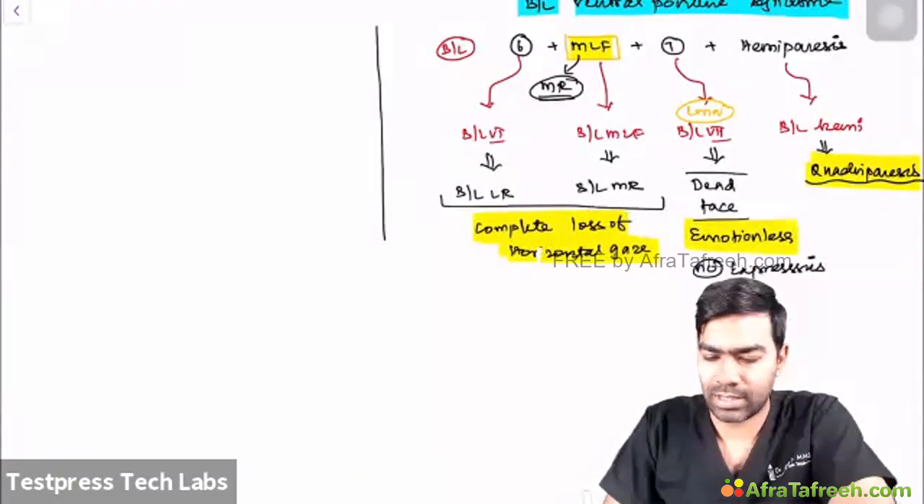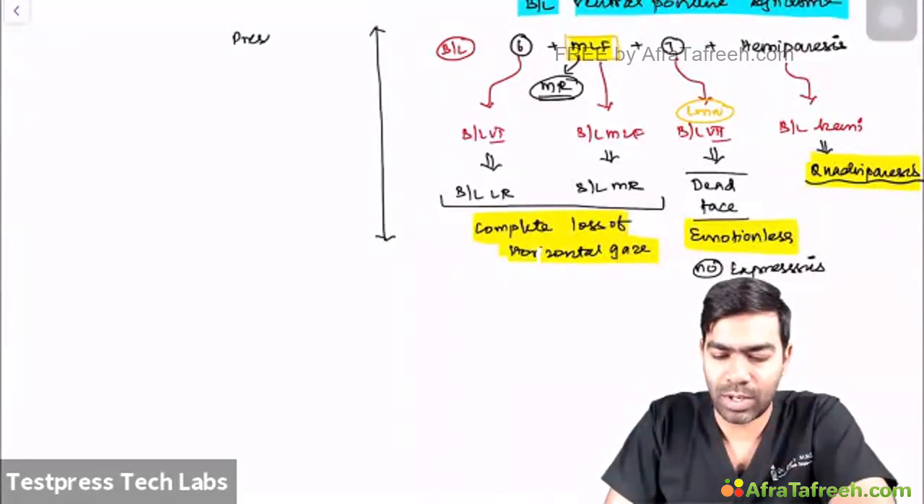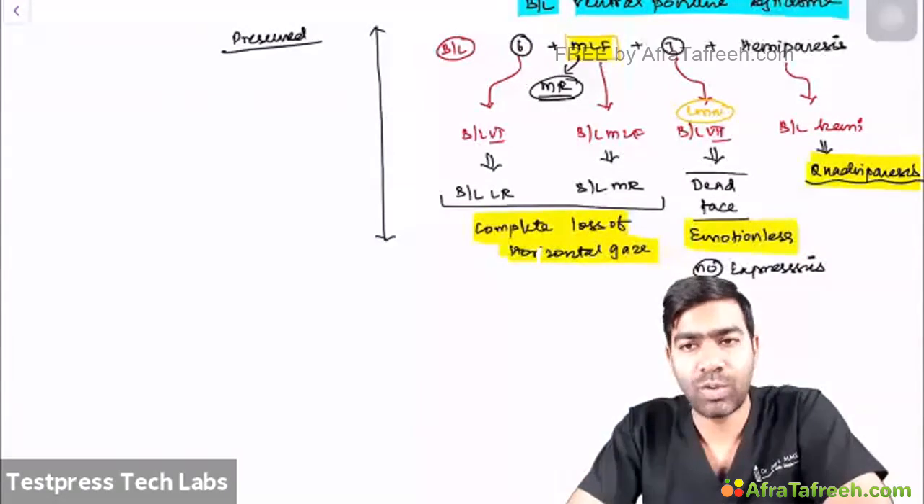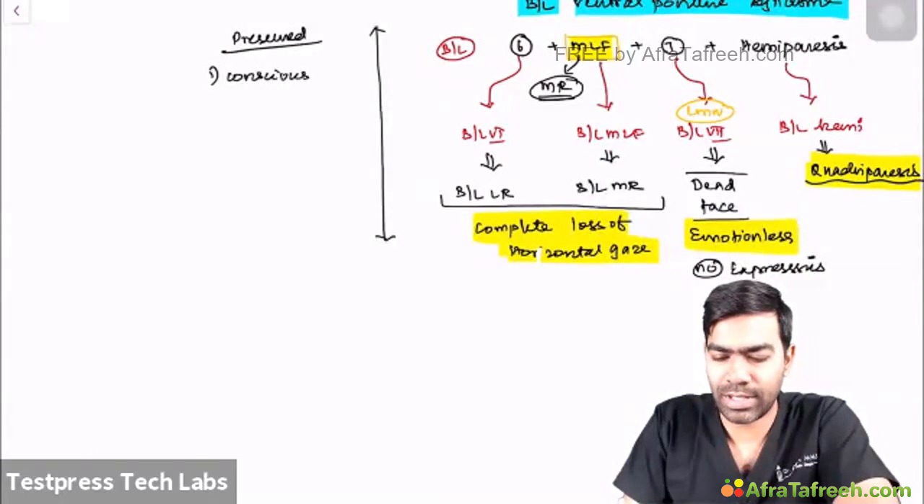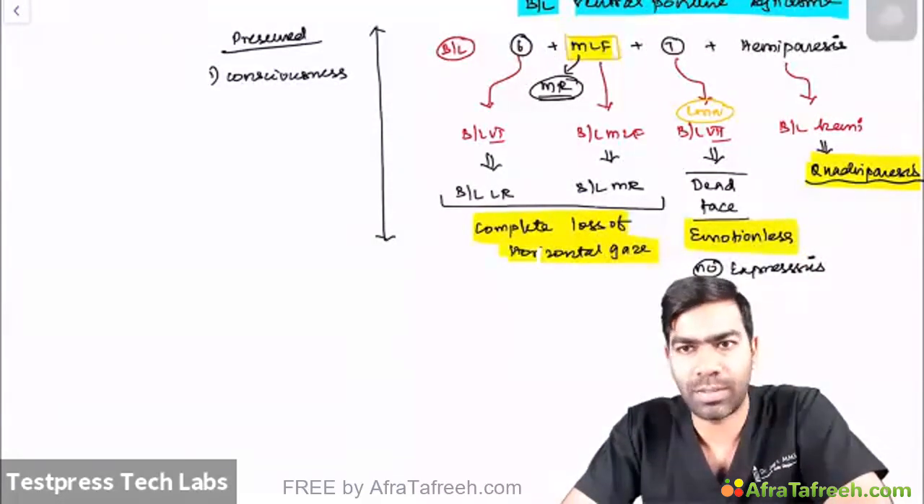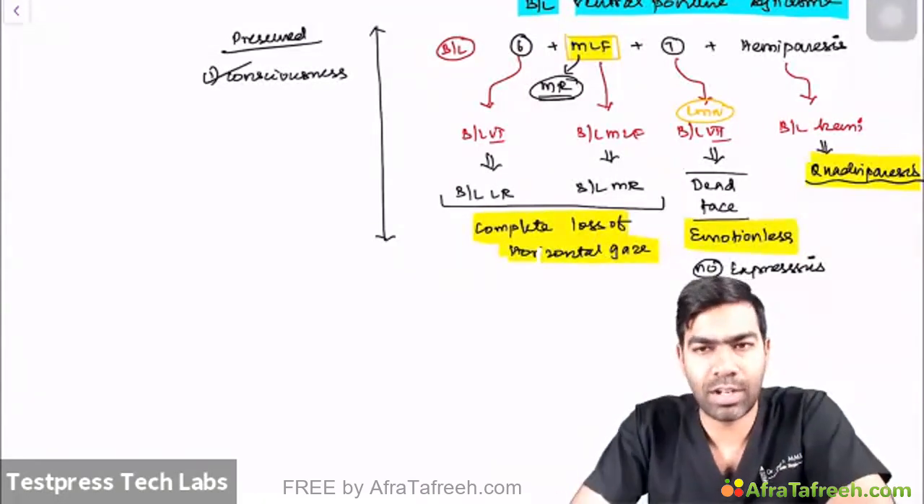But what are the other things that can be preserved in these patients? Even though so many things are lost and the patient cannot show any sort of expressions, what things are preserved? The first thing that is preserved is consciousness. That is very important because consciousness comes from the deeper portions of the brainstem. That is not damaged. This is a superficial syndrome, bilateral ventral pontine syndrome. Nevertheless, the deeper portions of the brainstem like the reticular formation, which is the seat of consciousness, are preserved. So the patient is well conscious in this.